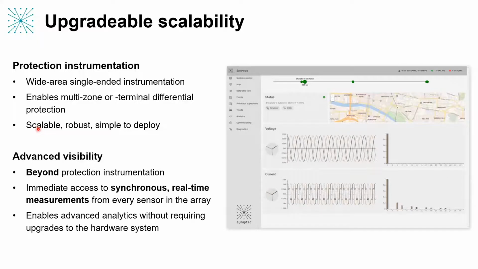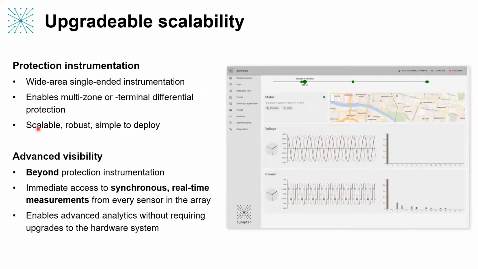So just to stress, by its nature, what this system does is it delivers high quality, high sample rate measurements at that central location. And that's what allows these powerful protection architectures to be realized. But this means that beyond this relatively straightforward protection application, and without requiring any hardware upgrades to the system, a wealth of information about the state of the power network can also be delivered to the customer.